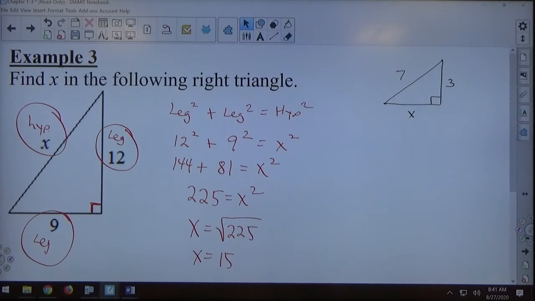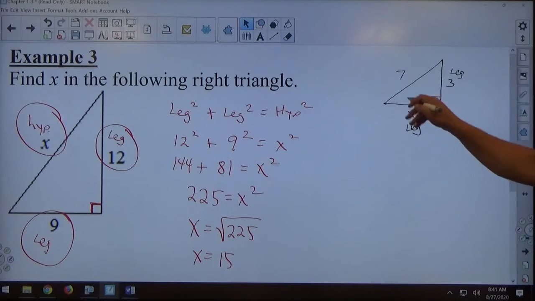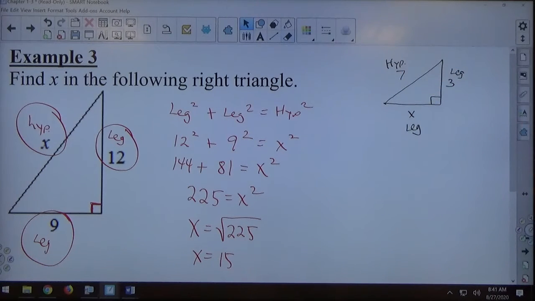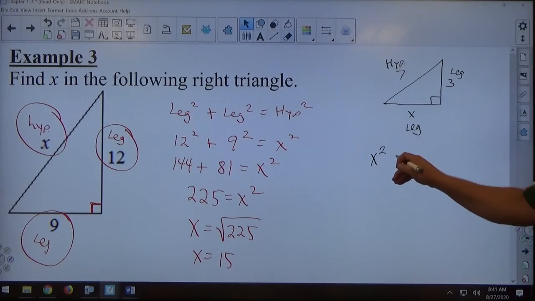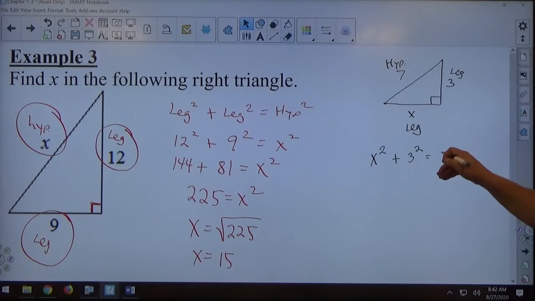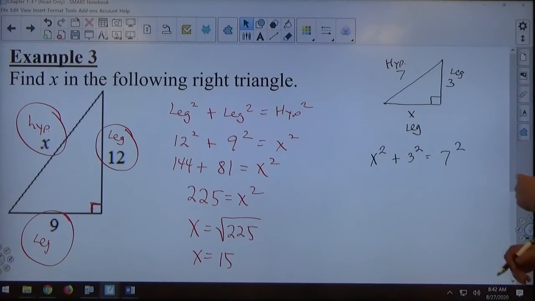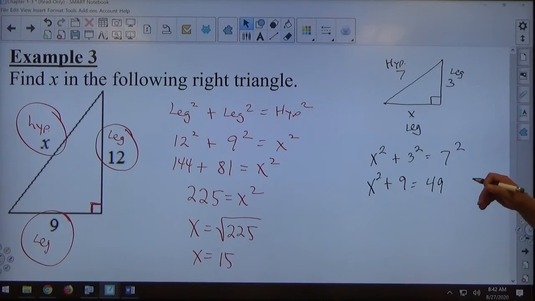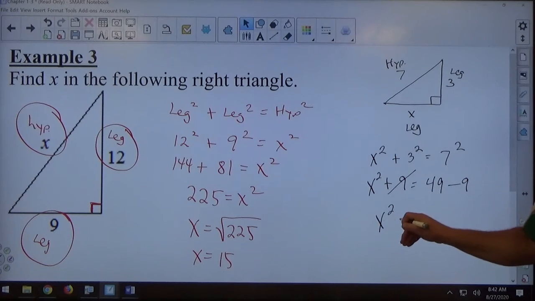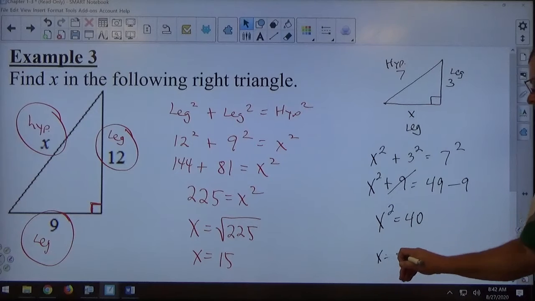All right, so notice the difference in the structure here. The two sides making the right angle are the legs. Leg 3, leg x, and hypotenuse 7. So in that scenario, if I do leg squared, that'll be x squared, plus leg squared, that'll be 3 squared, equals hypotenuse squared, that'll be 7 squared. Now, because of the position of things, x is with a number and there's the other number, when I get this evaluated to x squared plus 9 equals 49, I got to move the 9 to the other side, so I end up subtracting the numbers to get x. So x squared equals 40, so x equals the square root of 40.